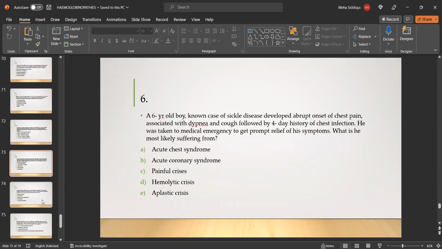MCQ number 6. A 6-year-old boy, known case of sickle cell disease, developed abrupt onset of chest pain associated with dyspnea, cough, followed by 4-day history of chest infection. He was taken to medical emergency to get prompt relief of his symptoms. What is he most likely suffering from? Acute chest syndrome, acute coronary syndrome, painful crisis, hemolytic crisis, aplastic crisis.